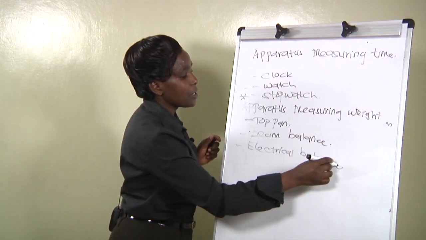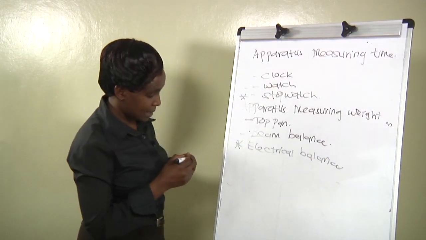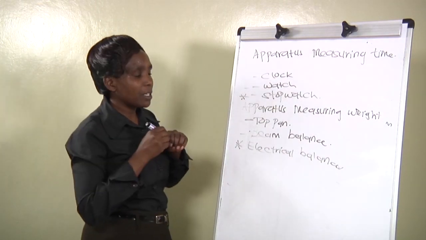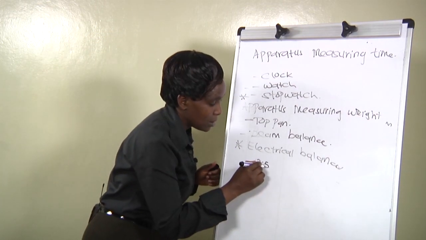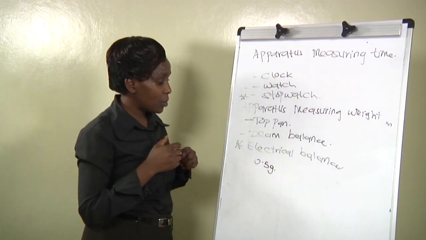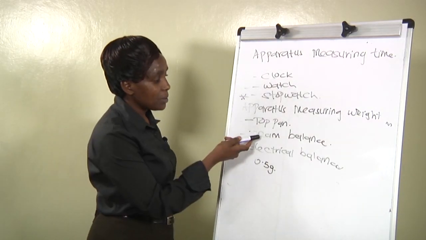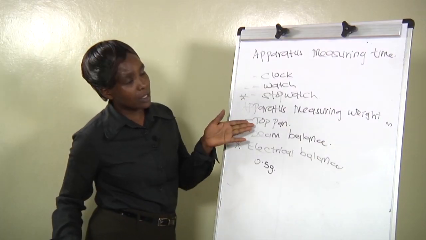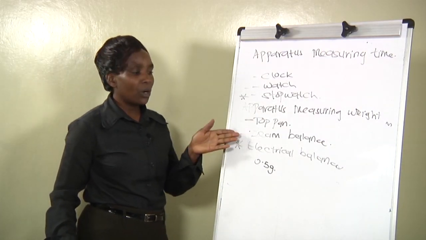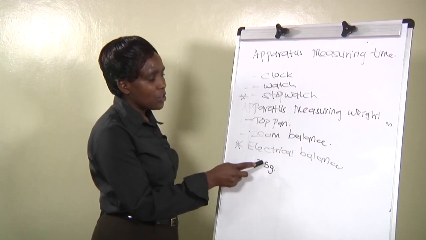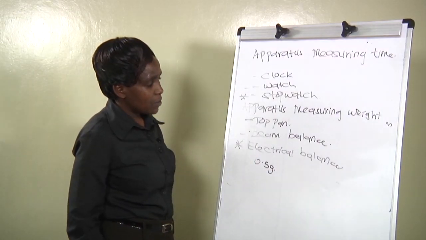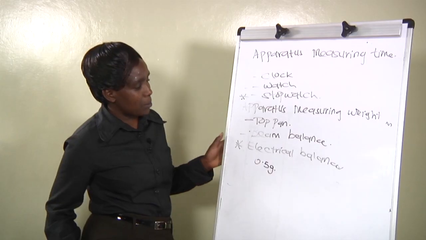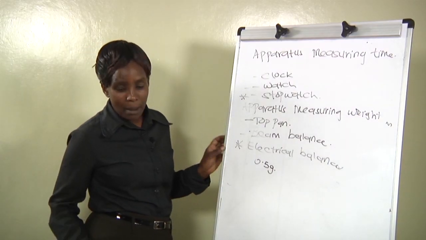Now, the one which is commonly used in the lab is the electrical balance, and the reason is because, for example, if you have been told to measure 0.5 grams, it's a very small amount. So you can never use a beam balance. A beam balance may be for something like 1 kg or even a half. But for 0.5, you will not be very accurate if you use a beam balance. Therefore, in the lab we normally use the electrical balance.